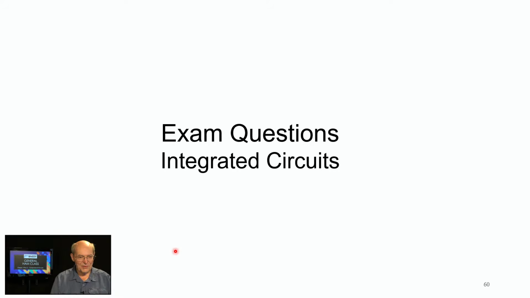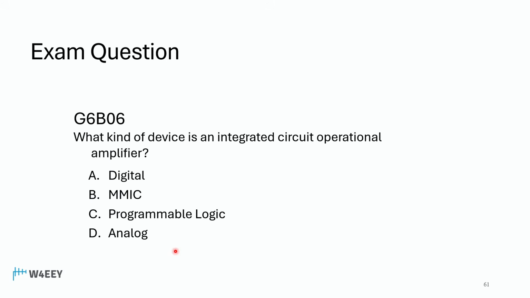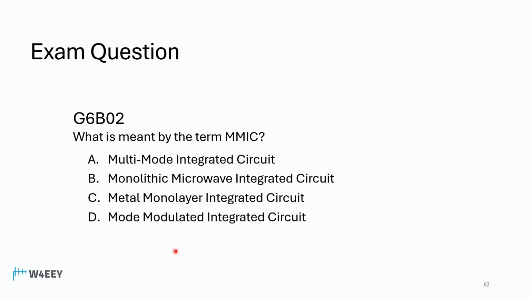All right, we flew through that. What kind of device is an integrated circuit operational amplifier? Analog. It's analog, right. It operates over a wide range of values, input and output. What is meant by the term MMIC?